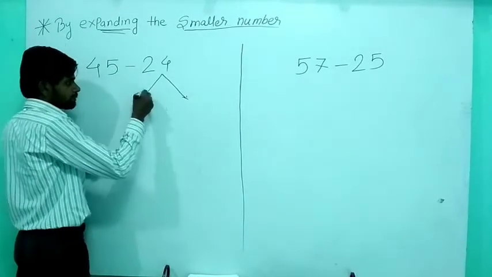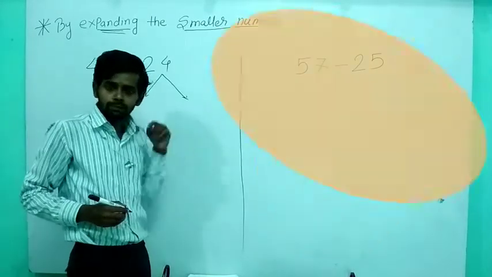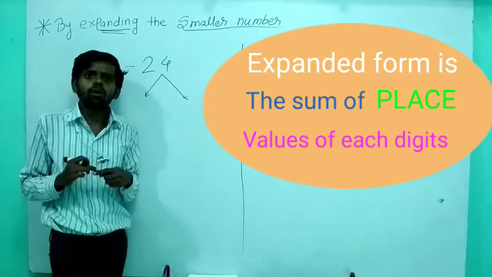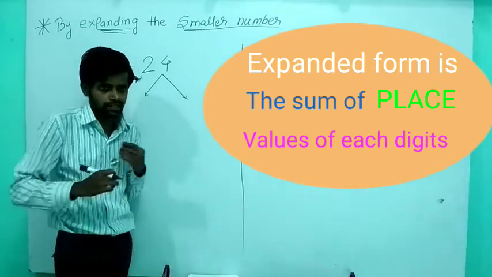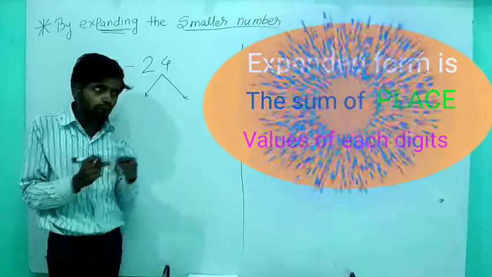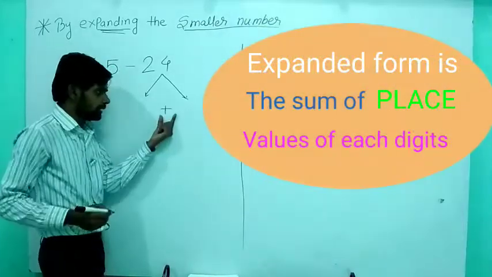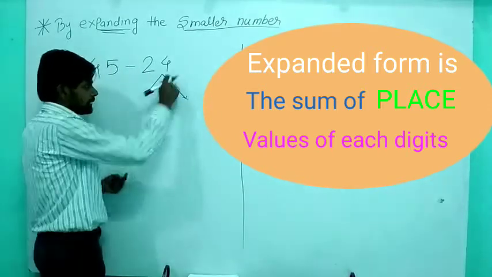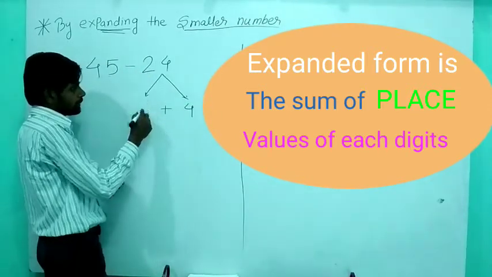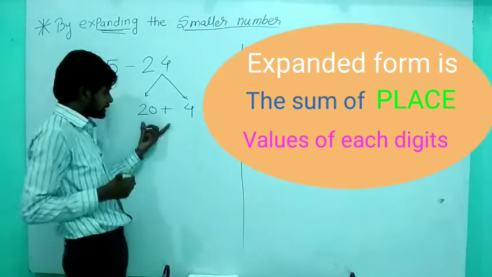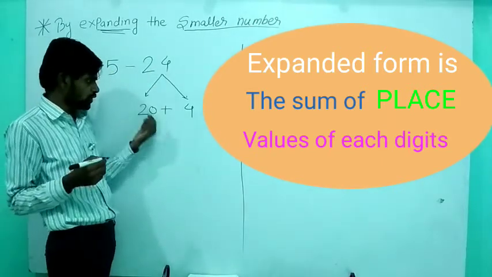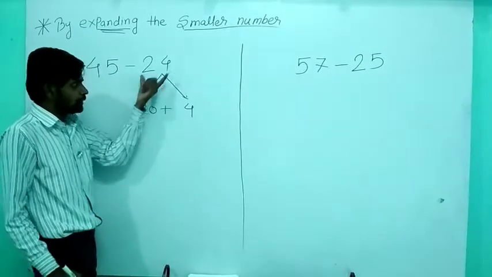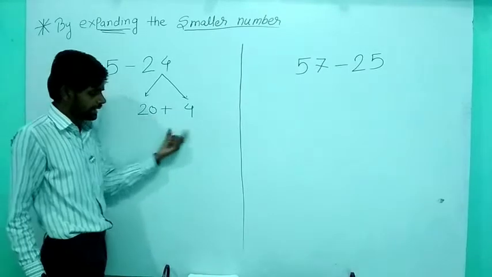क्या करेंगे, इसको expand कर देंगे. We have learned about the expanded form. What is the expanded form? Expanded form is the sum of place value of each digit. ठीक है, फिर से बोल रहा हूँ. Sum यानी कि plus, sum of place value of each digit. So the place value of 4 is 4 and the place value of this 2 is 20. That means this 24 is a combination of 20 and 4. Okay, so I have expanded the 24 into two parts, that is 20 and 4.